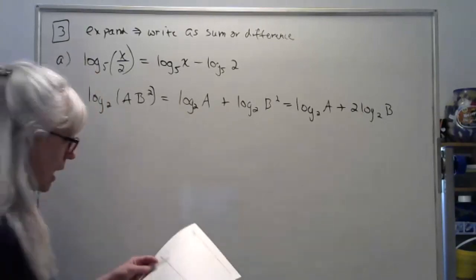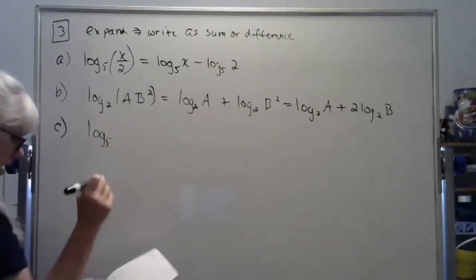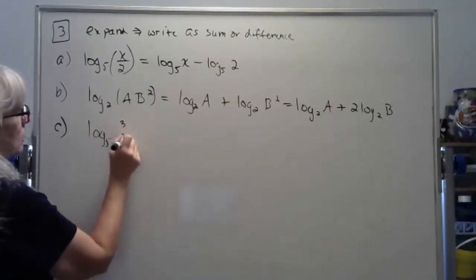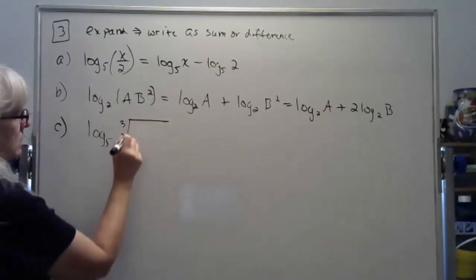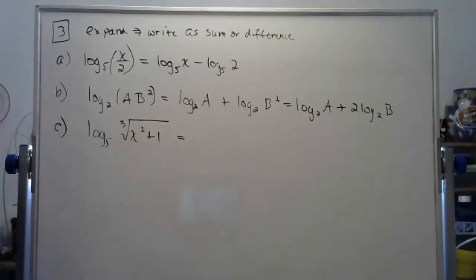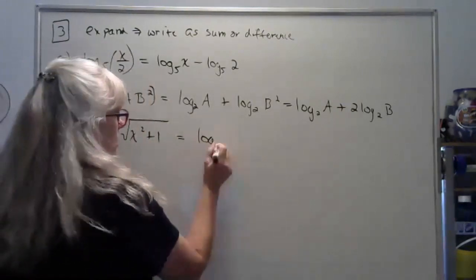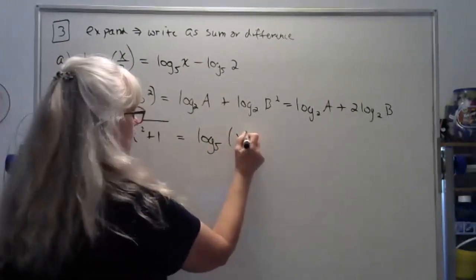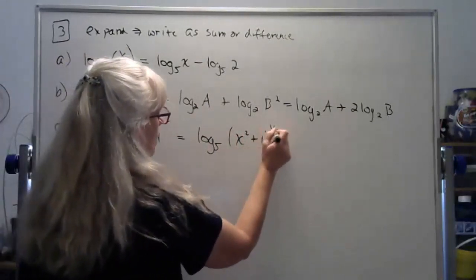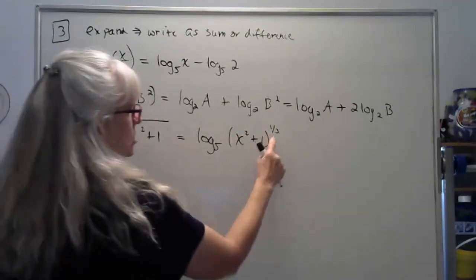Yes. Yay! Okay, part C says log base 5 of the cubed root of x squared plus 1. So log base 5 of the cubed root of x squared plus 1. Well, it's a radical again, so let's take that radical out of it and rewrite it as a fractional exponent. So that's my first step to figure out what's going on. So log base 5 of x squared plus 1 to the 1/3. So all I did is I rewrote the radical as a fractional exponent.